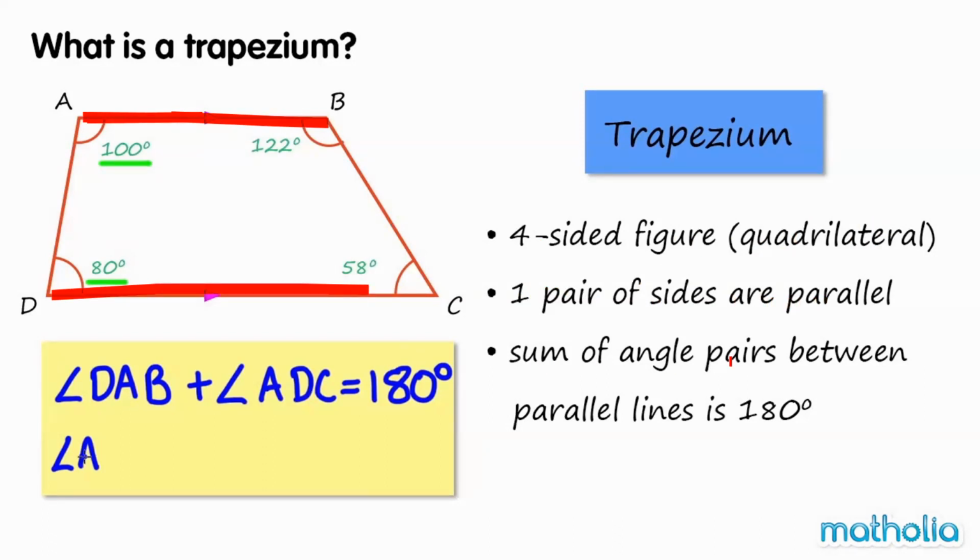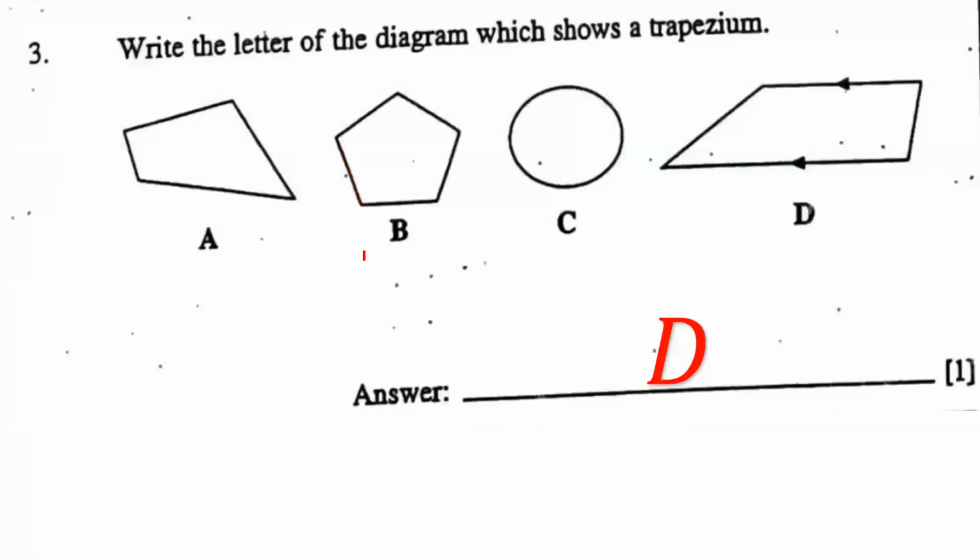Next, we have that the sum of the angle pairs between parallel lines is 180. So notice that this is 100 and this is 80, and if we add them, that gives us 180. And also notice that this is 122 and this is 58, and if we add them, that's also 180. And so this right here is definitely a trapezium, and so the correct answer is definitely D.